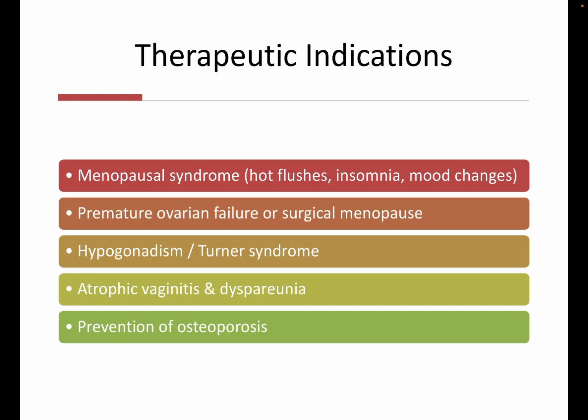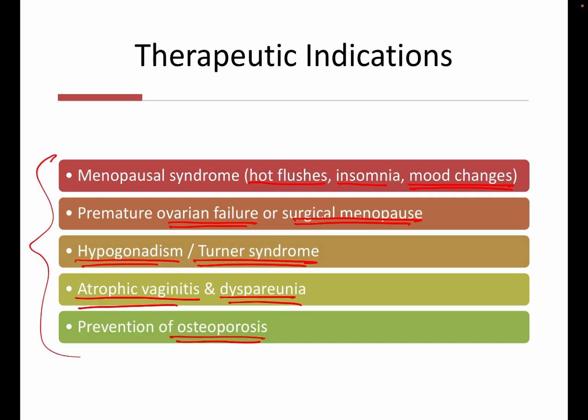Therapeutic indications include menopausal syndromes like hot flushes, insomnia, and mood changes, premature ovarian failure or surgical menopause, hypogonadism or Turner syndrome, and atrophic vaginitis and dysmenorrhea, prevention of osteoporosis. So these are all the areas in which it is indicated.